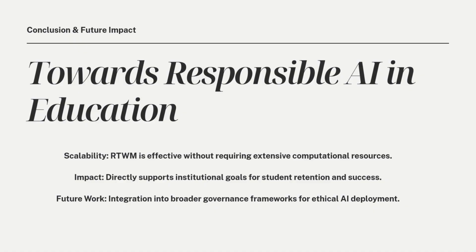Conclusion, towards responsible AI in education. In conclusion, random time warping mixup offers a simple yet highly effective solution for higher education institutions. It addresses the unique challenges of behavioral variability and subgroup imbalances without requiring massive computational resources.